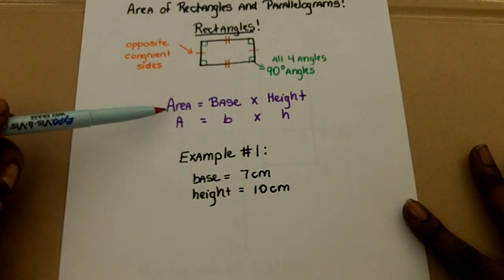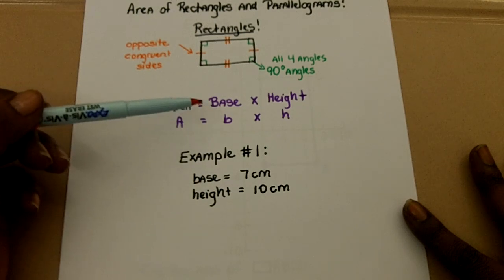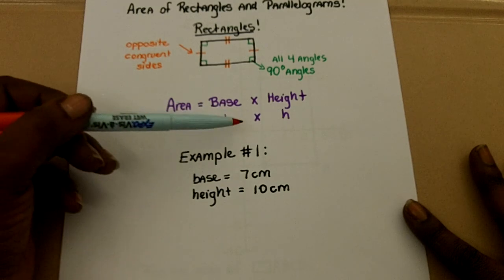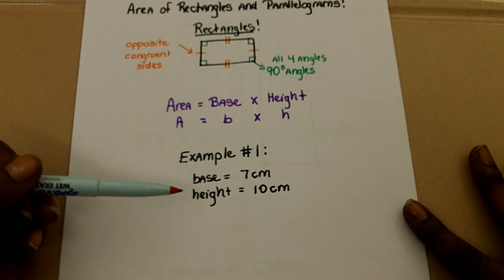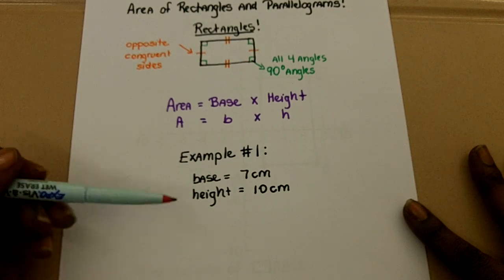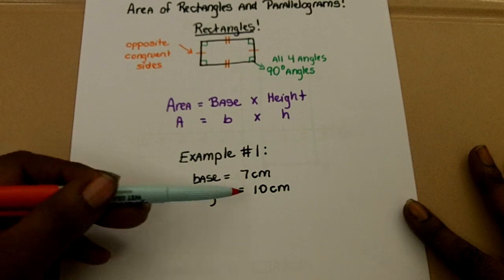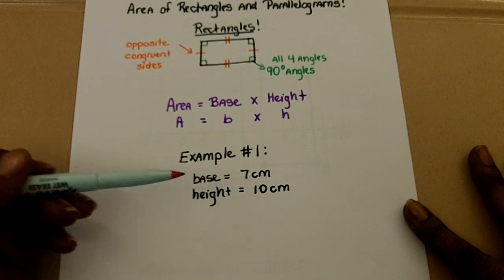Now, the area of a rectangle can be found by using the formula base times height. A lot of times you will see the variables A for area, B for base, and H for height. So let's do an example. Sometimes they'll give you a picture, and sometimes you won't have one, like in this example, and they would just tell you that the base is a certain measurement and the height is a certain measurement. In this case, the base is 7, the height is 10.